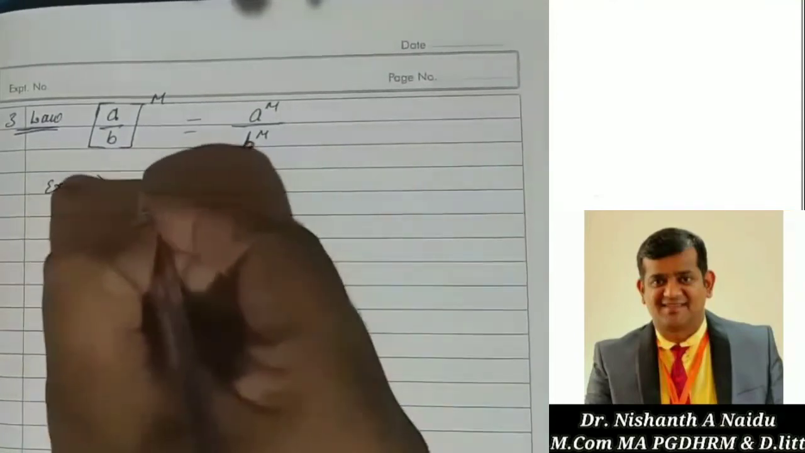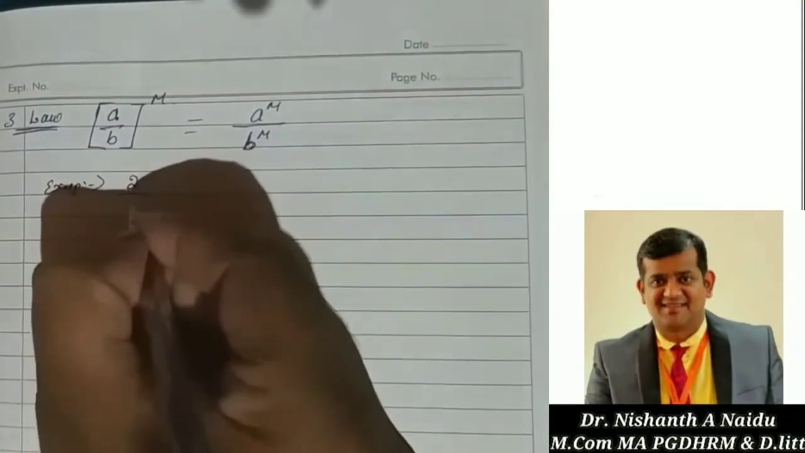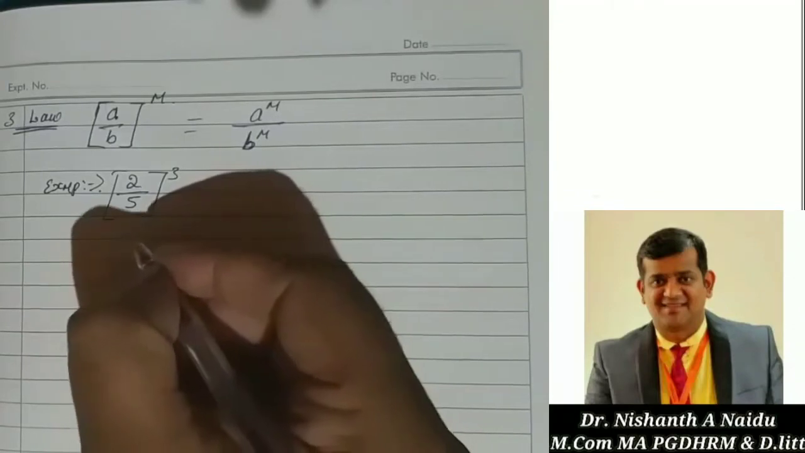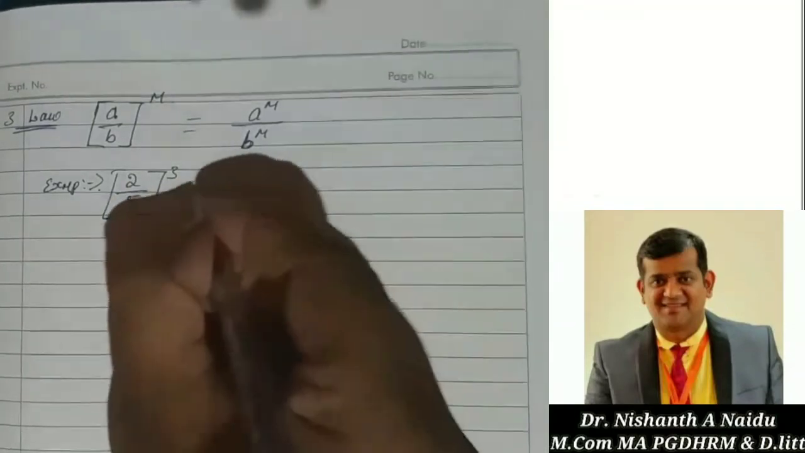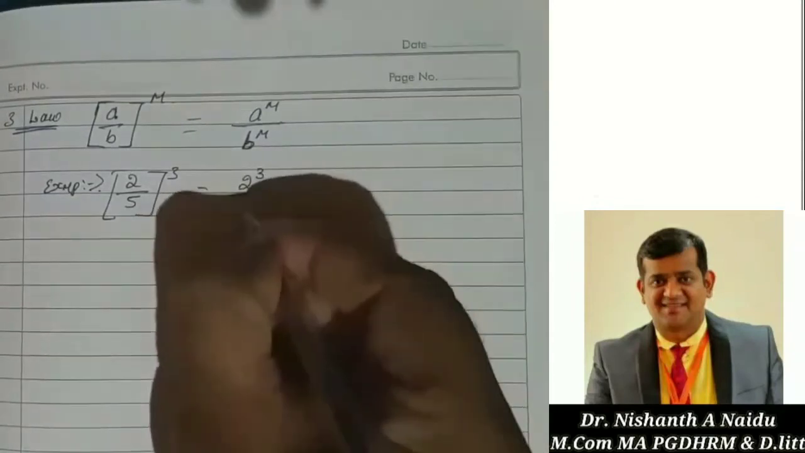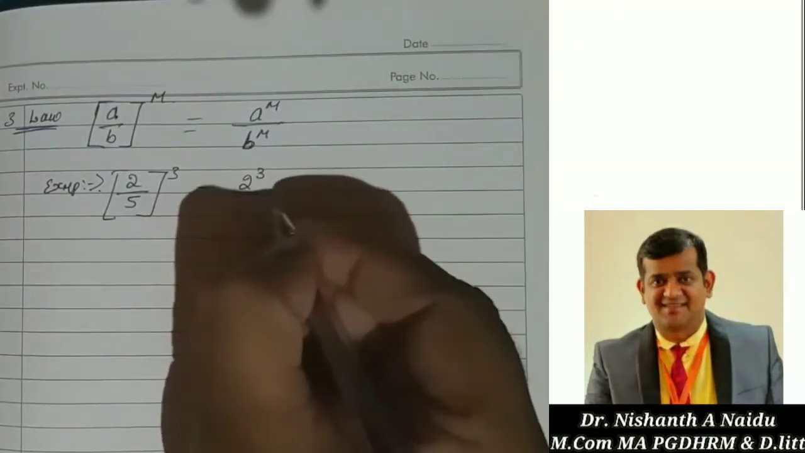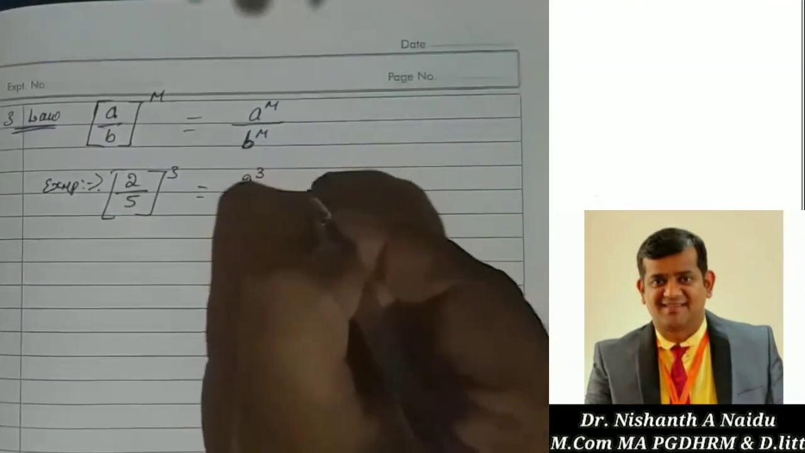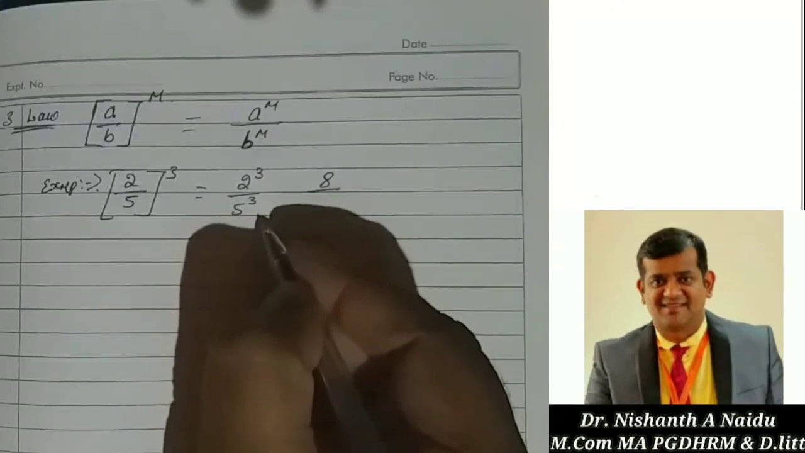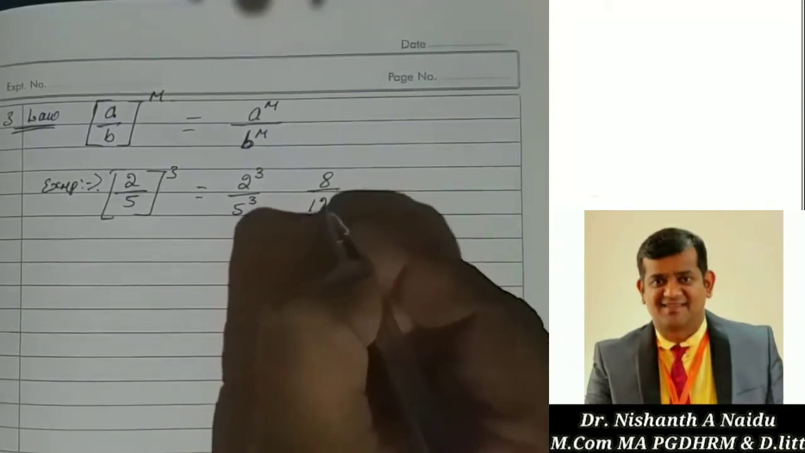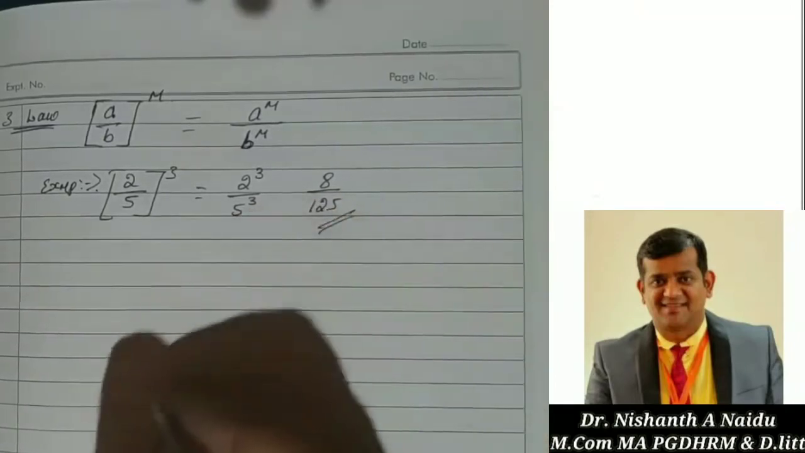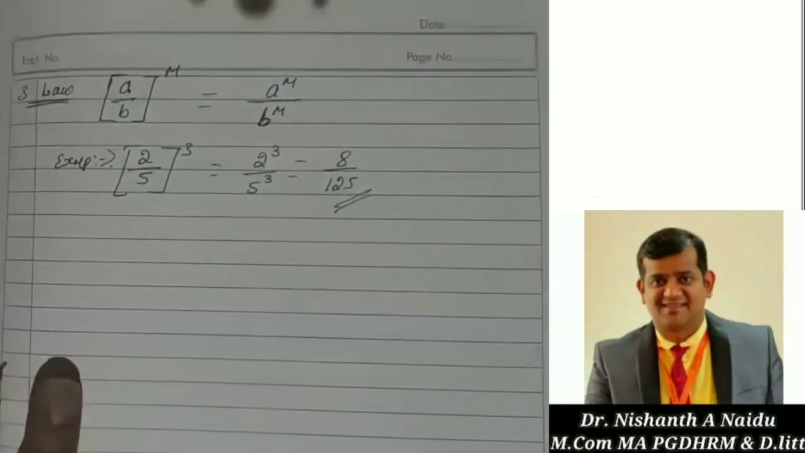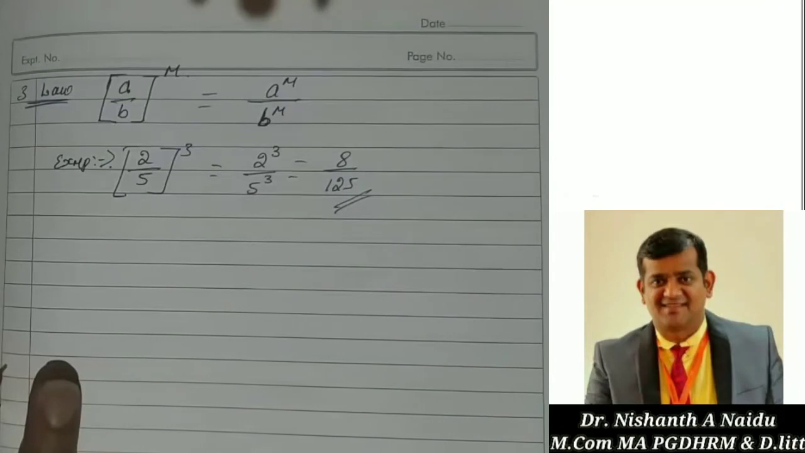So example, I'm writing 2 divided by 5 whole power 3. That can be denoted as 2 to the power 3 divided by 5 to the power 3. Now calculate. 2 2s are 4, 4 2s are 8, 5 5s are 25, 25 5s are 125. So the answer is 8 divided by 125. I believe you have understood clearly.